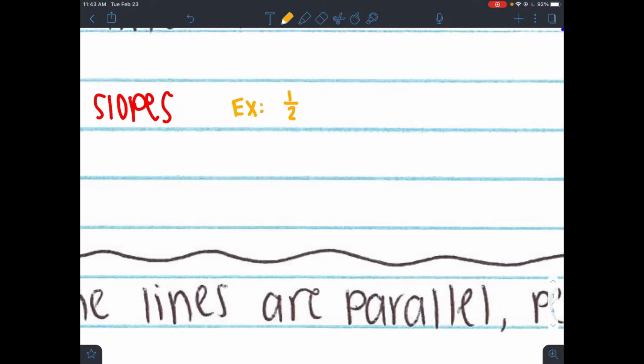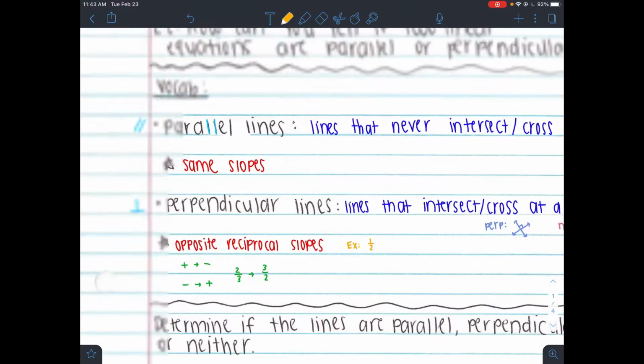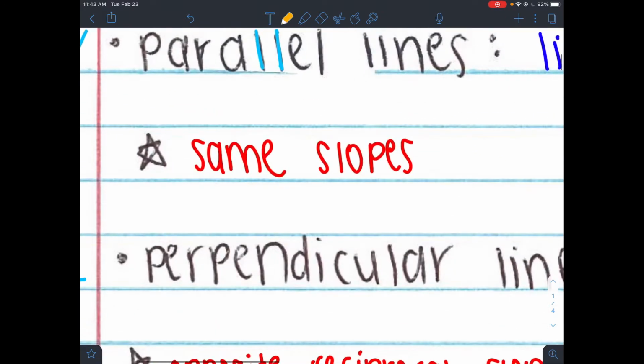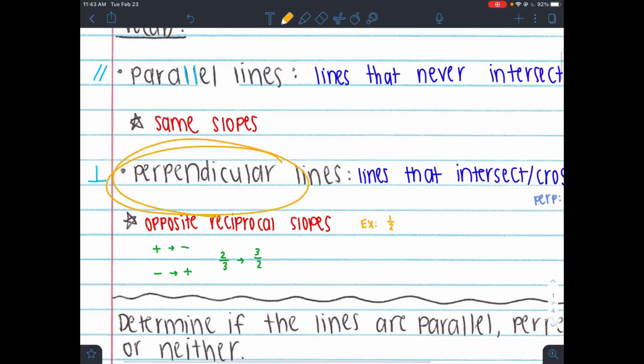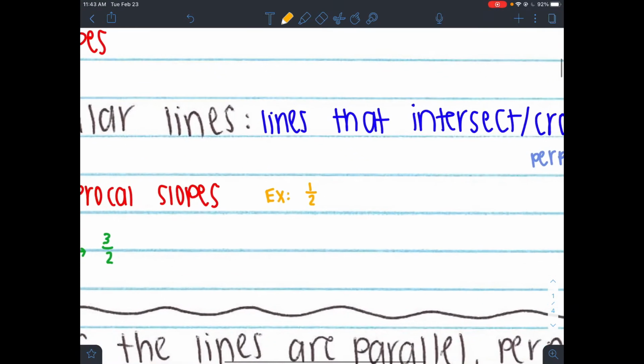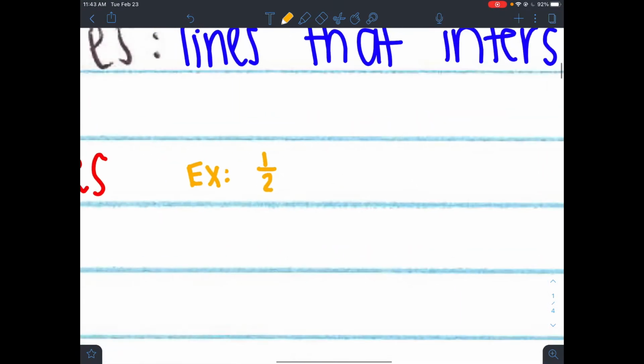1/2. If this is my original slope and I wanted to make a parallel line, then I would keep it the same. Parallel means same slope. So if my original slope is 1/2, the new slope is also going to be 1/2. But if I want to make it perpendicular, I have to flip the sign and change the fraction. So my new slope would be, well, the first thing I do is, right now 1/2 is positive, so now it's going to be negative, and then I flip the fraction and it becomes -2/1, which simplifies to -2.